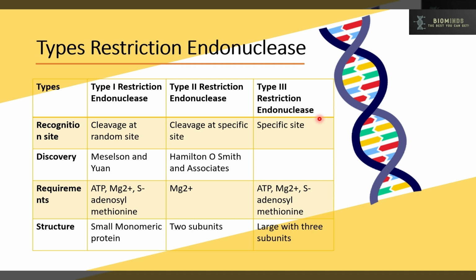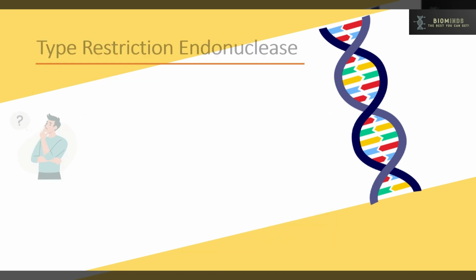And next is the structure. Type 2 is a small monomeric structure. Type 2 has two subunits, whereas type 3 is quite large, with three subunits. So this is the overall differentiation of the types of restriction endonuclease.